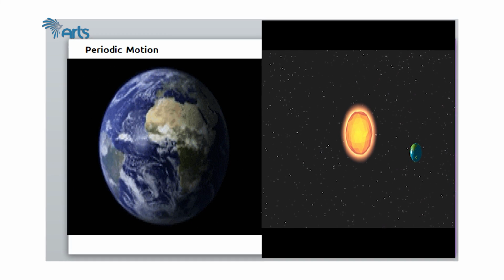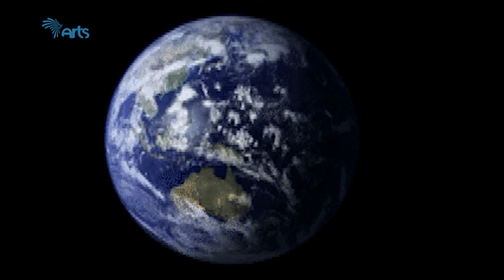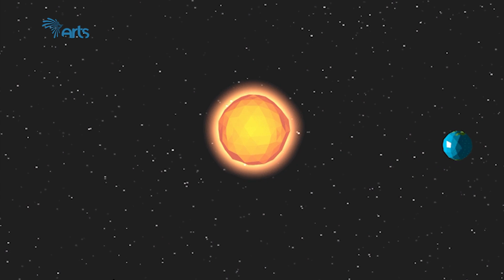The uniformly rotating Earth represents a periodic motion that repeats itself every 24 hours. The motion of the Earth around the Sun is also periodic, repeating itself every 12 months. A body that undergoes periodic motion always has a stable equilibrium position.